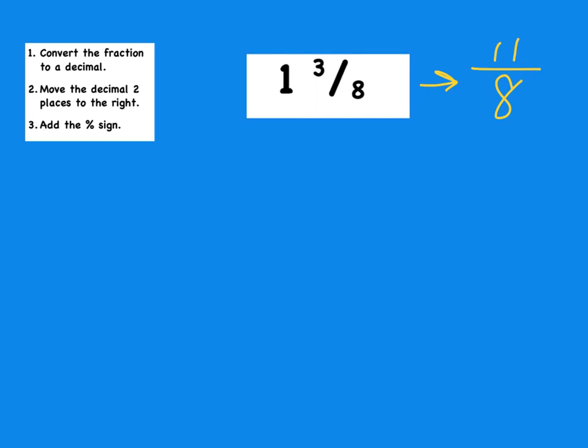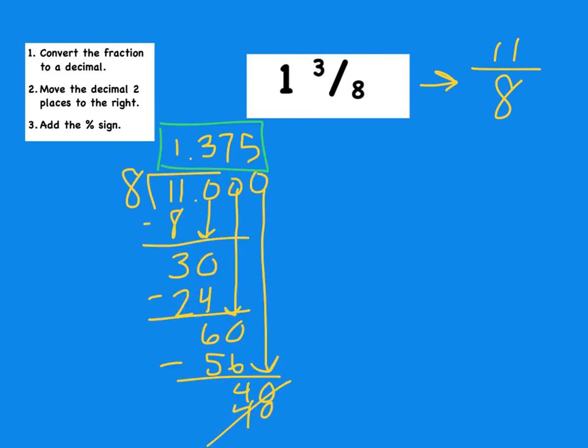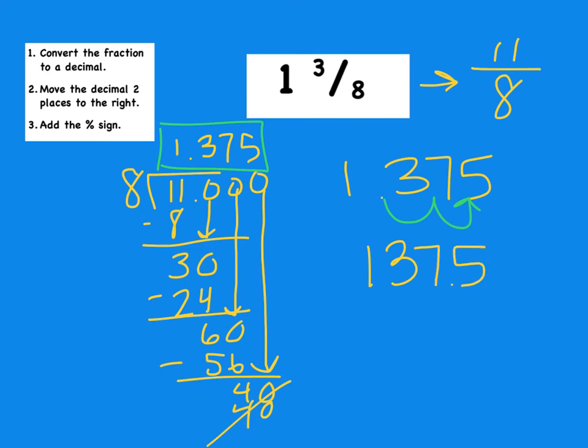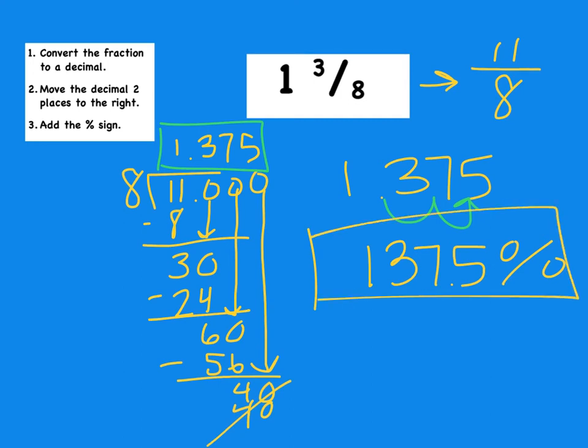Now we can convert the fraction to a decimal by dividing. So dividing 8 into 11. Following the division steps, you should get 1.375. So, given 1.375, we can move the decimal 2 places to the right. So 1, 2, boom, and then we have 137.5. And then all we have to do is add the percent sign, and we are done.